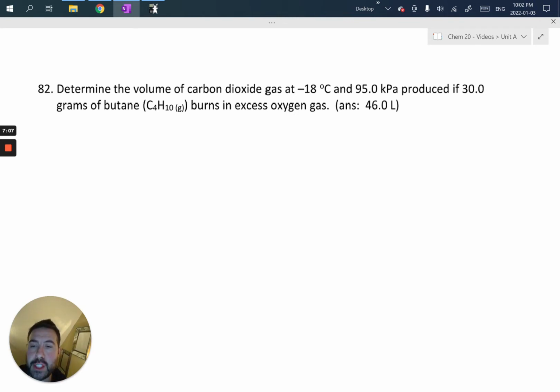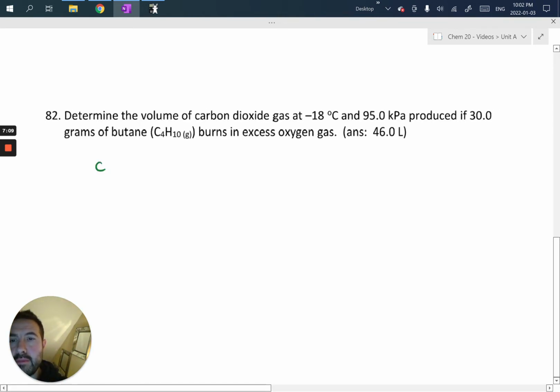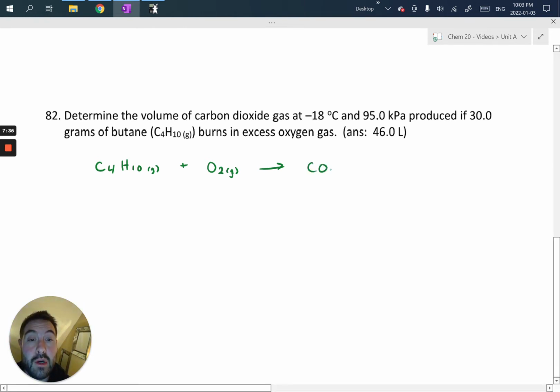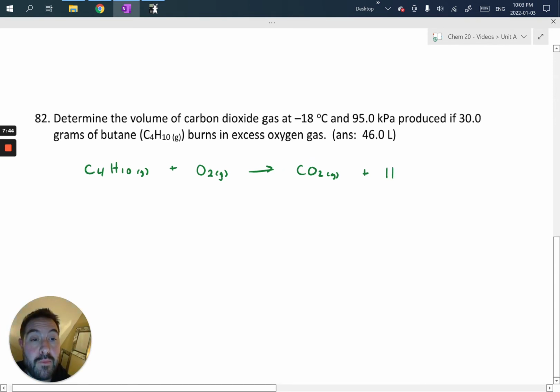Okay, combustion. Butane gas, C4H10, burns in excess oxygen to produce, oh, it doesn't tell me, but you guys should know that I'm going to get the most common oxide of each of those elements in the fuel, in the butane. So the most common oxide of carbon is carbon dioxide. So I'm going to get some CO2, and the most common oxide of hydrogen is water. So I'm going to get some water vapor as well.